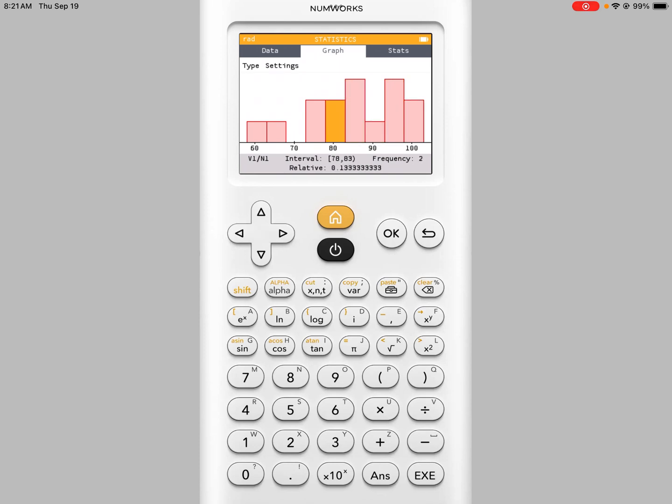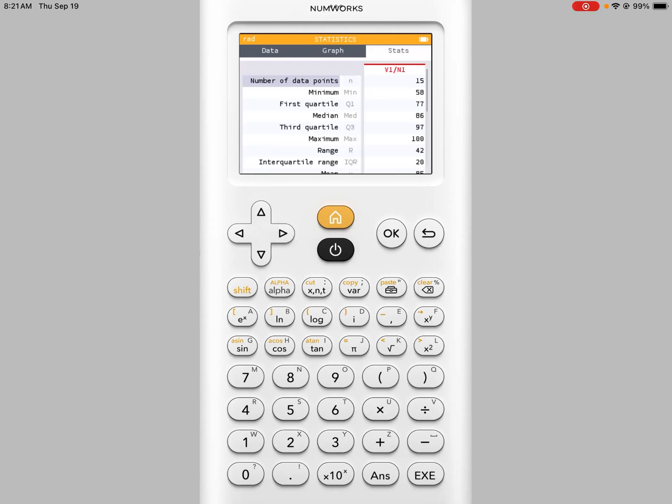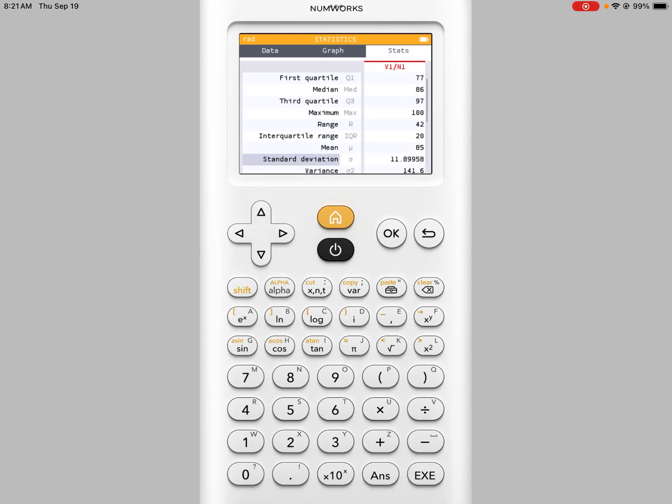Okay, now let's see some descriptive statistics. All right, so I'm going to go to stats. We can see I've got the number of points, minimum, first quartile, median, third quartile, maximum, range, IQR, mean. So we have standard deviation, and that's population standard deviation and population variance. We have sample mean. Sample standard deviation is what we're going to use probably the most, unless it's specified population.